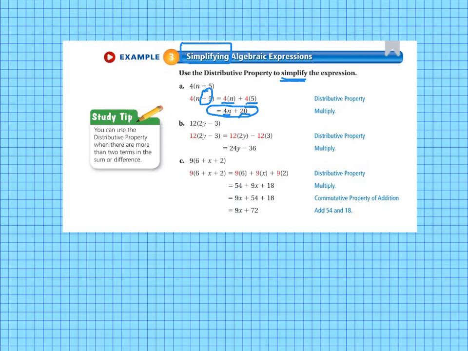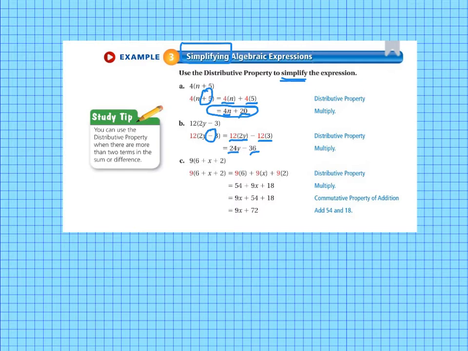We're going to do the same thing with letter B: 12 times 2y minus 3. We separate it: 12 times 2y minus 12 times 3. Here we have a minus sign in the middle. 12 times 2y is 24y. 12 times 3 is 36. 36 doesn't have a y after it, so we can't combine those two. We have to stop right there. So it's 24y minus 36. That is our simplified expression.